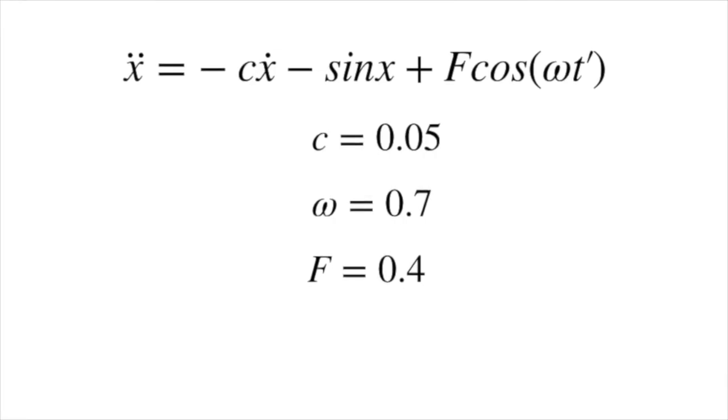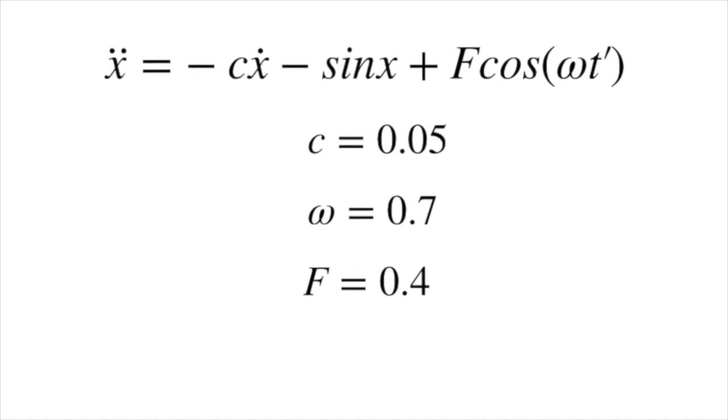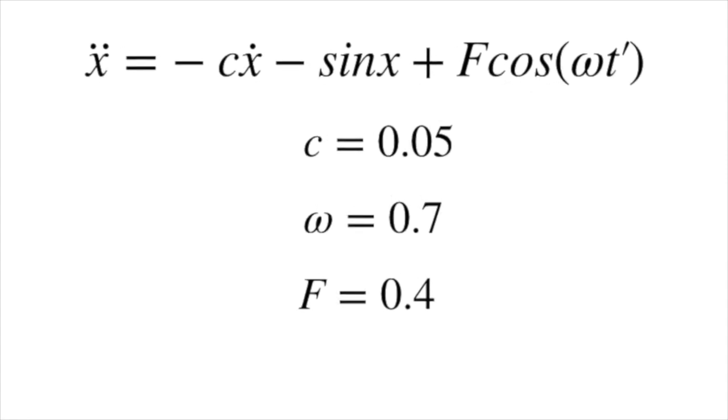You can solve this equation numerically. Feel free to use Mathematica, MATLAB, Python, or whatever coding language you are familiar with. Then let's plot the angular position versus time. We choose the following parameters: c equals 0.05, omega equals 0.7, and f equals 0.4.